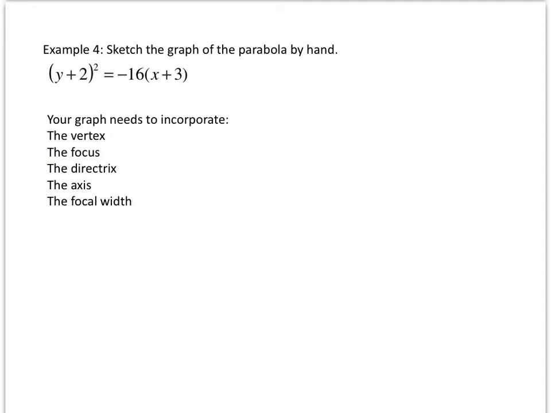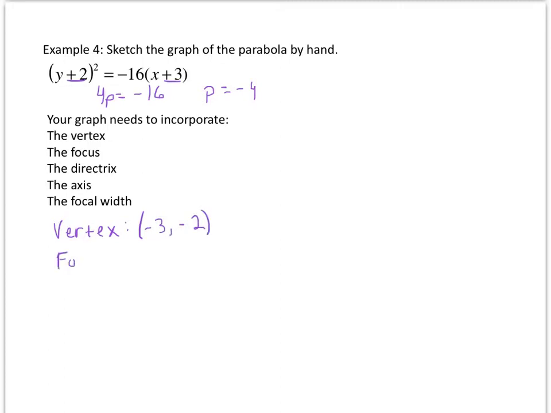Let's look at sketching the graph of the parabola by hand. And so what is going to matter for us to be able to find all of these things I have listed is we're going to need to find p. So 4p equals -16, because 4p equals whatever's in front of that set of parentheses. So that means that p equals -4. And so I can say what the vertex is. The vertex comes from this number and this number. It's going to be -3, -2.